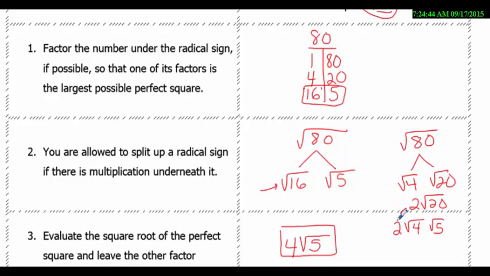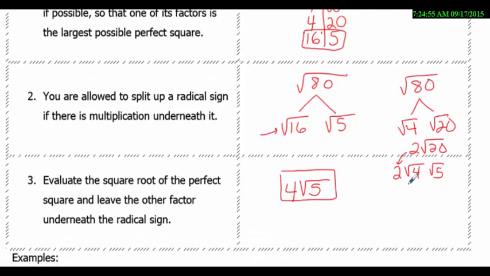And just remember, the 2 gets copied down. In our next step, the 2 just gets copied down again. The square root of 4 is 2. And then we just copy down the square root of 5. And now we just multiply together the 2's, and we get 4 radical 5. And now we're done. And notice we have the answer that we had previously. So you can do either method and you'll still get the same answer.